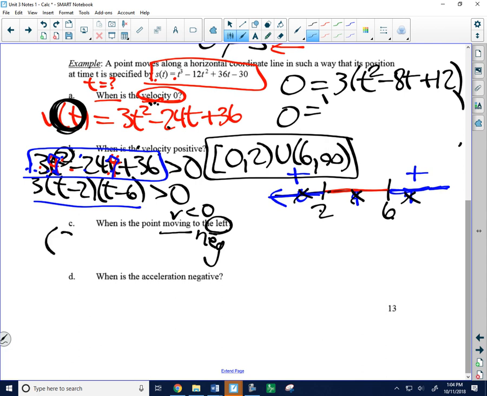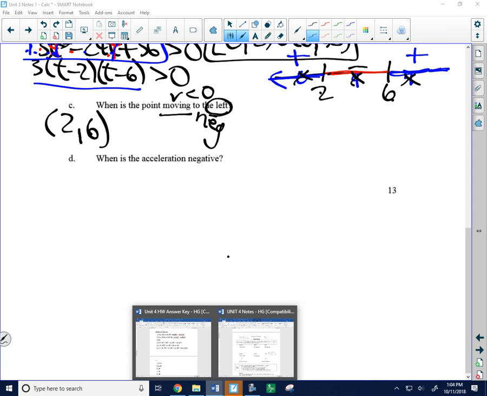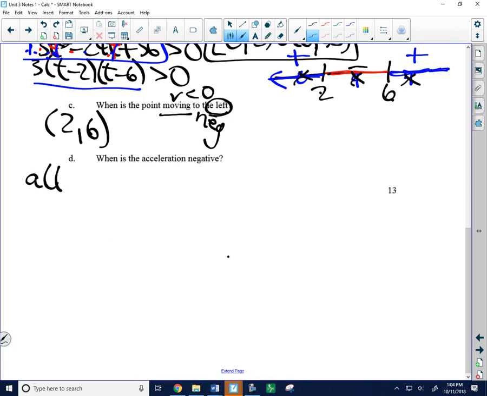Yeah, after doing part B, we already did it. This was the negative. Between 2 and 6. That's interval notation, 2 to 6. And finally, when is the acceleration negative? The acceleration, we haven't done it yet, but it's the derivative of velocity. So let's see. So under the derivative of the velocity, 3t squared is 6t, and the negative 24t is negative 24.